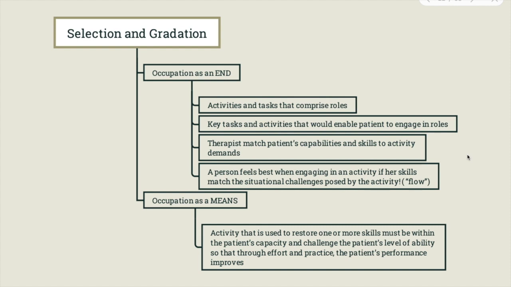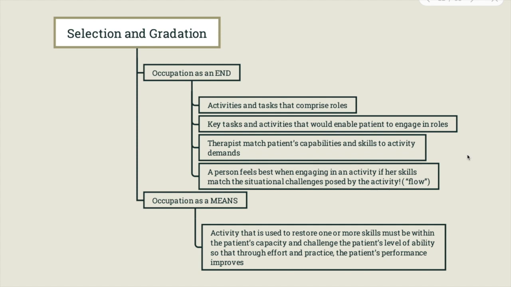Moving on from that, we're going to talk about selection and gradation. Grading an activity up or down is a very important role that therapists play in an intervention session. There are two main concepts: occupation as an end and occupation as a means. Occupation as an end is activities and tasks that comprise roles, key tasks and activities that would enable the patient to engage in roles. A person feels best when engaging in an activity if her skills match the situational challenges posed by the activity.